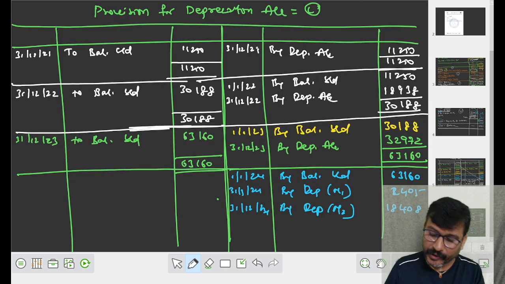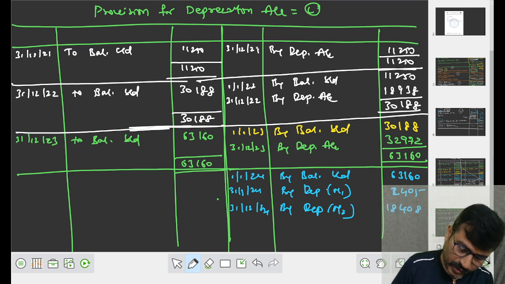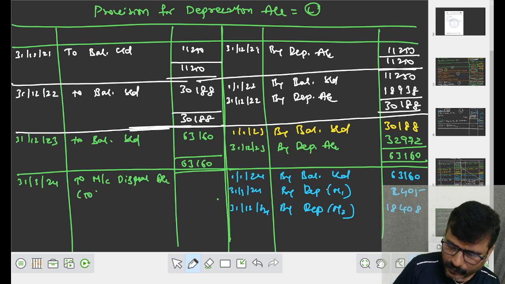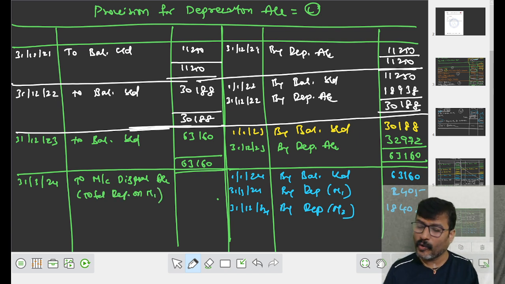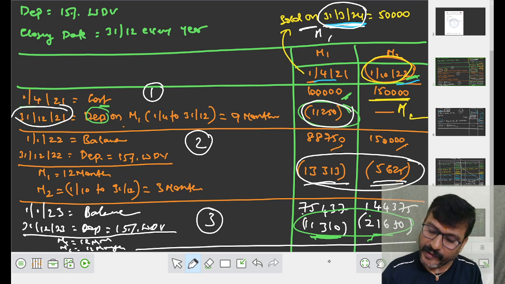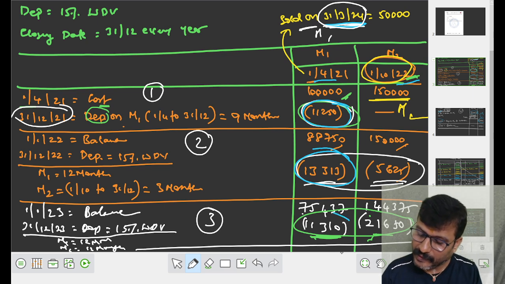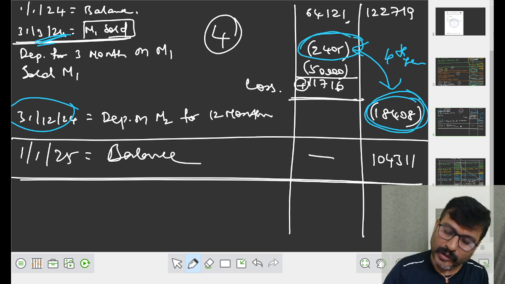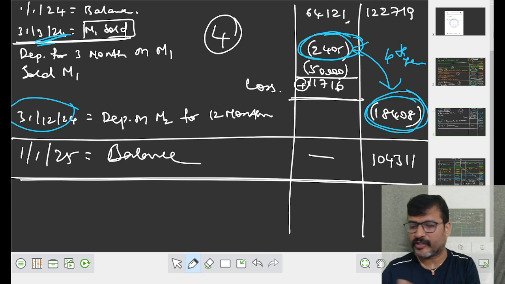Wow. Now, you sold what? You sold on March 24 the first machine, right? To machinery disposal account. Total depreciation on M1. How to work out total depreciation on M1? Please observe the numbers very carefully: 11,250, 13,313, 11,310, and my dear student, 2,405. Add all the depreciations of M1.